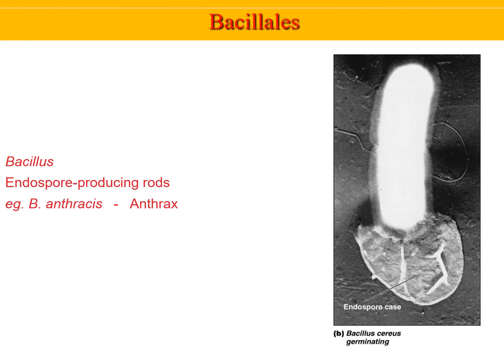There is also Bacillus, and an important member of this genus is Bacillus anthracis. Bacillus also produces endospores, and in the lab we typically would carry out experiments using a non-pathogenic species member called Bacillus subtilis, very, very commonly used in the lab. Bacillus subtilis is non-pathogenic. One pathogenic species is Bacillus anthracis, which causes the disease anthrax.